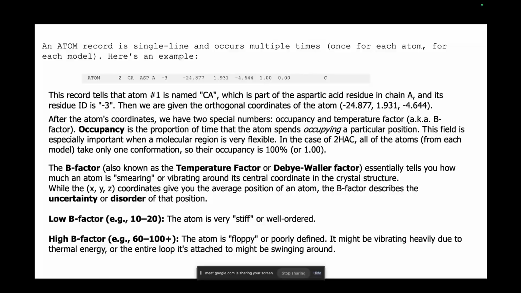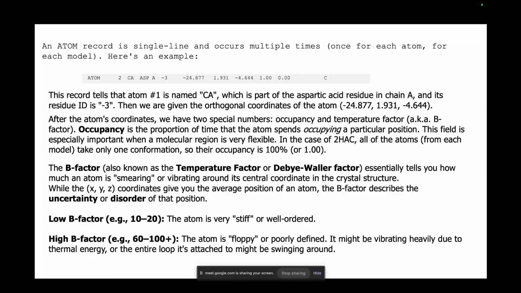Occupancy is basically the proportion of time that the atom spends occupying a particular position, in terms of the crystallography or the NMR data that you have generated. If you have a flexible molecular region which is conformationally changing through time, the occupancy will be lower compared to other regions where the molecule is very rigid, with no flexibility at all. In the case of this particular protein, all of the atoms take only one conformation, so their occupancy is 100% always, or 1.